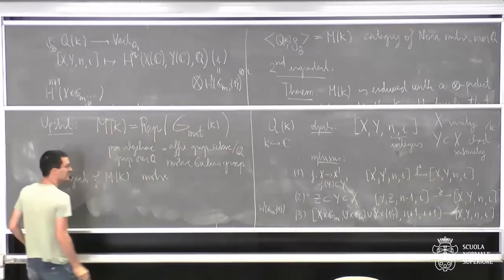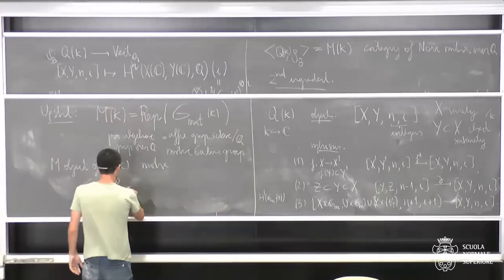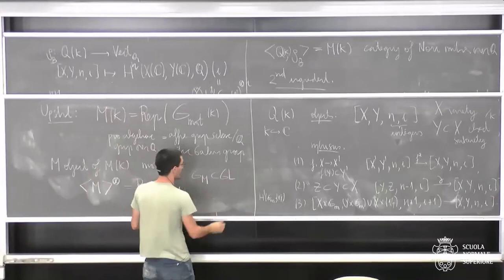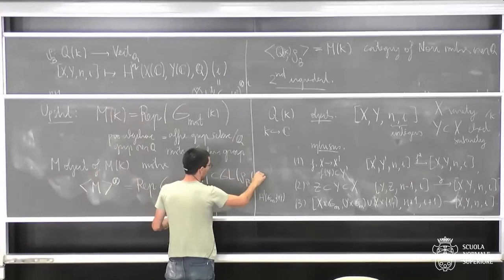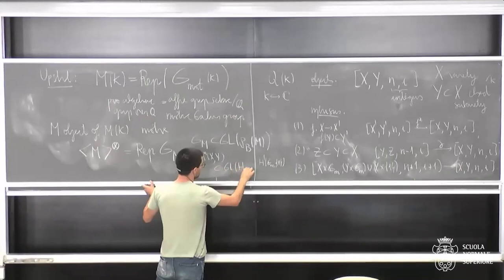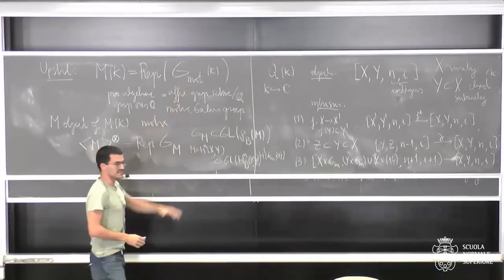Then you can consider the Tannakian category generated by it. It's the smallest Tannakian subcategory that contains M. By the general theory, this will also be the representation of some group. But now this group is much more manageable. It's an algebraic group, and it's a subgroup of GL of the Betti cohomology of M. For example, if M is H^n(X,Y), then this will be a subgroup of GL_n of H_Betti^n(X,Y). In some sense, this group is the limit of all these G_M as M goes through all motives.